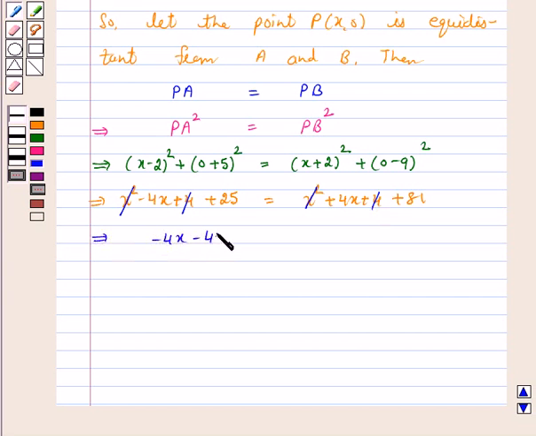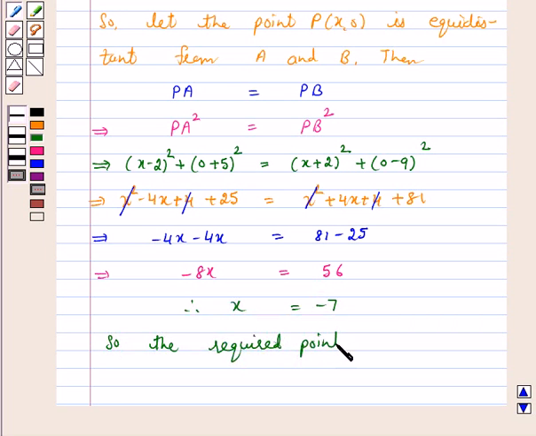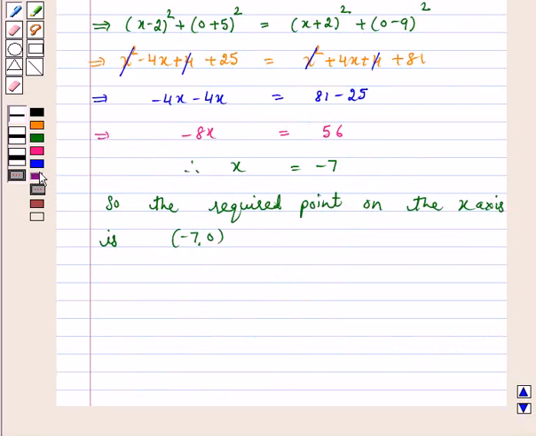This implies minus 4x minus 4x is equal to 81 minus 25. This implies minus 8x is equal to 56. Therefore, x is equal to minus 7. So the required point on the x-axis is (-7, 0). Hence, the answer for the above question is (-7, 0).